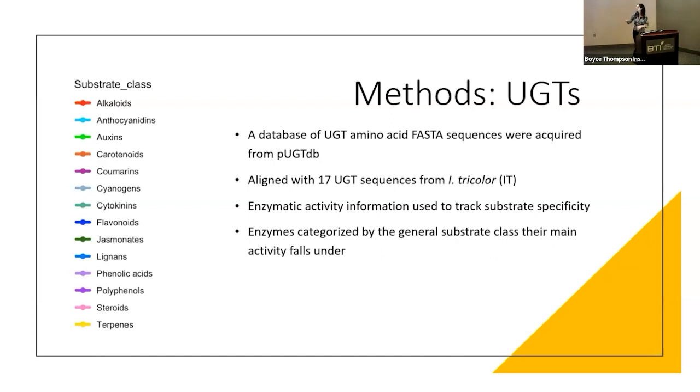So what you see here, these are classes of substrates. These are all phytochemicals that act as substrates for UDP glycosyltransferase activity. And they're color-coded more or less based on how related these are to each other, but that's not a hard and fast rule, so don't get too caught up on it.